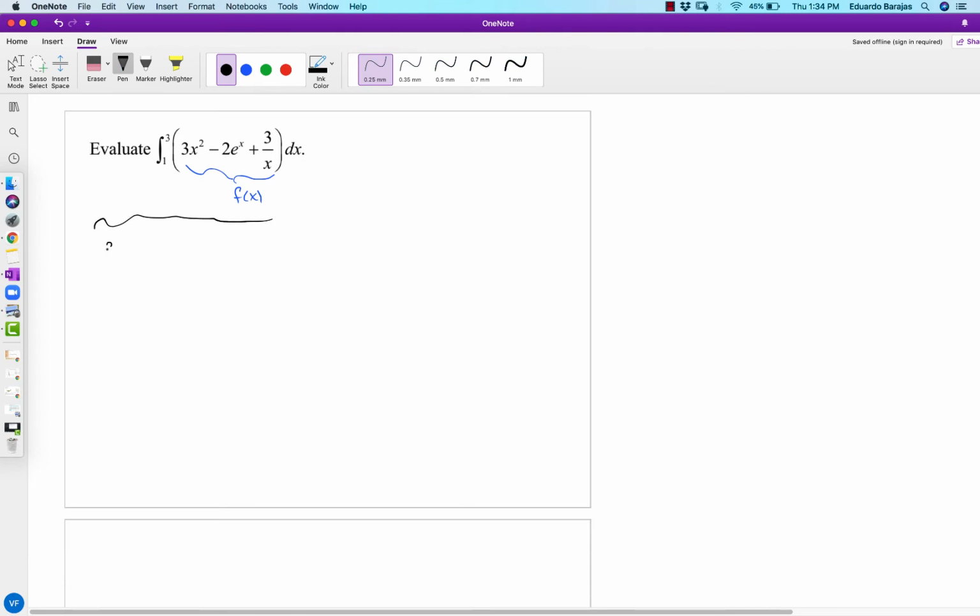So now finding an antiderivative looked like this: the integral of 3x squared minus 2e to the x plus 3 over x dx. So there's no limits of integration. When there's no numbers like this, this is an indefinite integral. And so this was interpreted as finding the antiderivative.